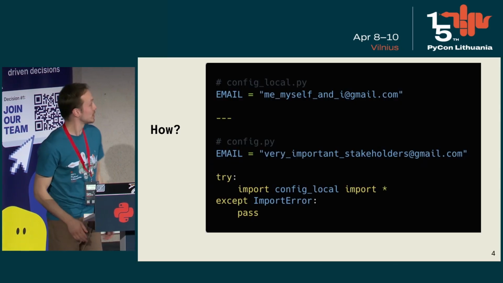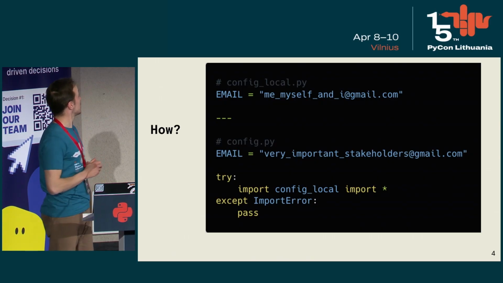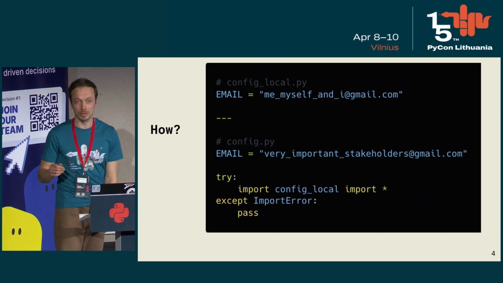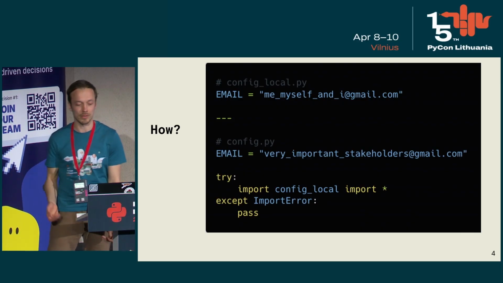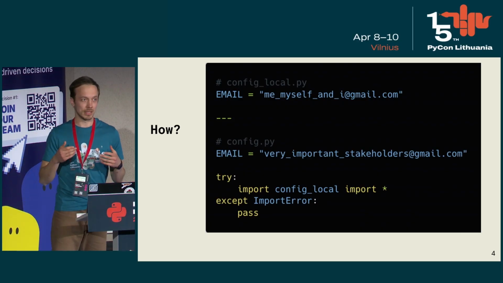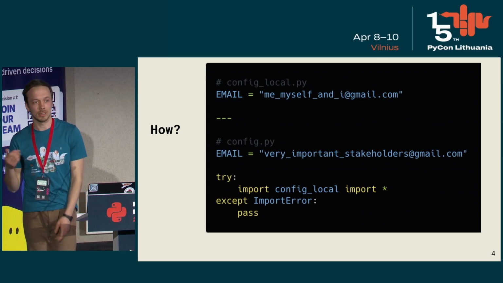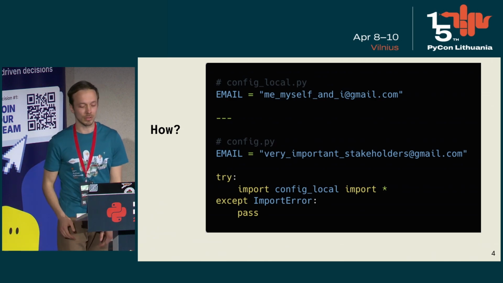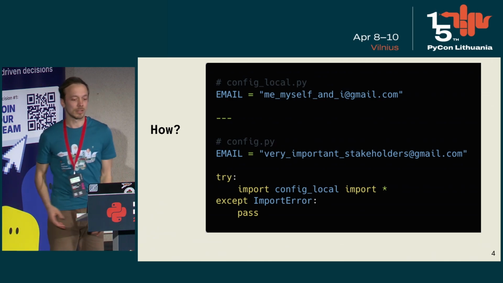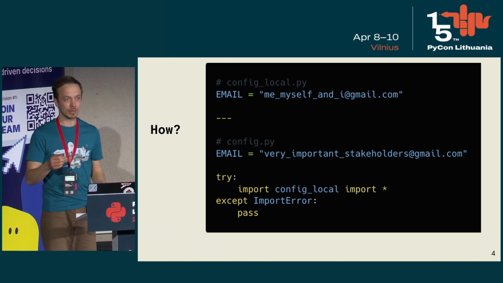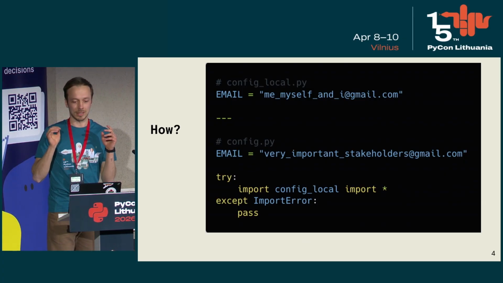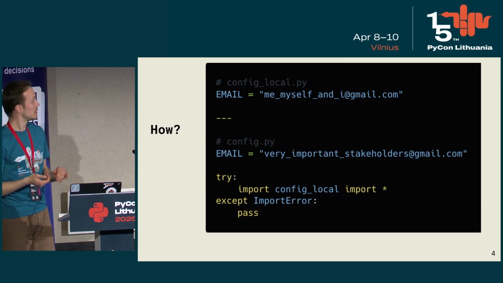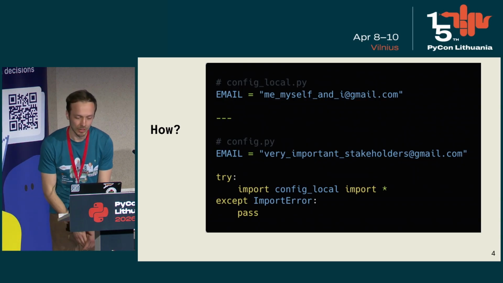This is one way to do it. For example, we can have a local config file, config_local.py. We can have it in the gitignore file, so it's not committed to Git. So it's on my machine, or, for example, it can be in production, or in the staging environment. So it's environment dependent and not in Git.